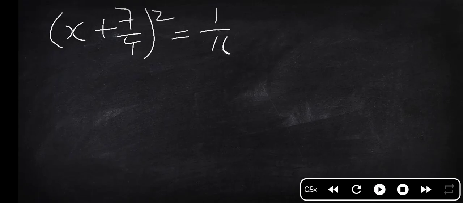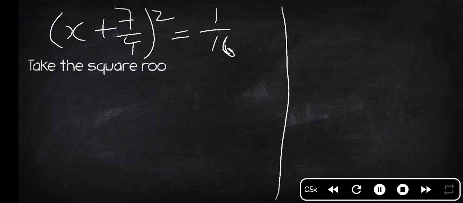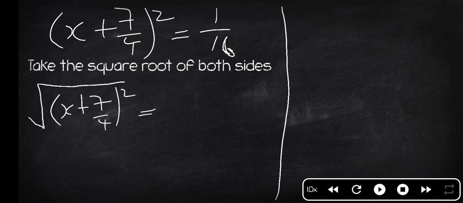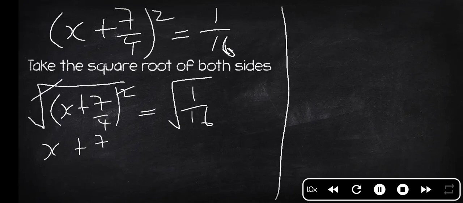At this stage, since you're looking for x, you simply take the square root of both sides. So you now write down, take the square root of both sides. You write it down: x plus 7 over 4 all squared. When you have that, you now take the square root of the other side, giving us the square root of 1 over 16. What's the square root of 1 over 16?